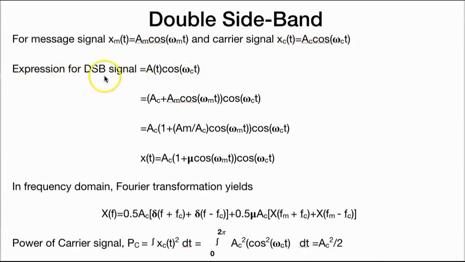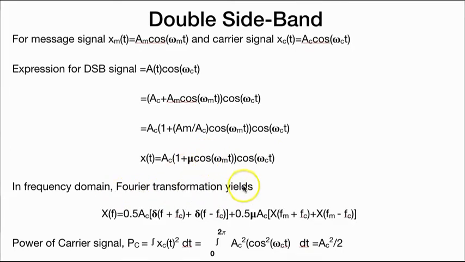To get the expression for a double sideband signal, if we expand our basic expression of modulation, it comes out to be (AC plus AM cos omega MT) cos omega CT. If we take AC outside, it is AC (1 plus AM by AC cos omega MT) cos omega CT, where x(t) is AC (1 plus mu cos omega MT) cos omega CT. If you calculate it, you will get this result only.